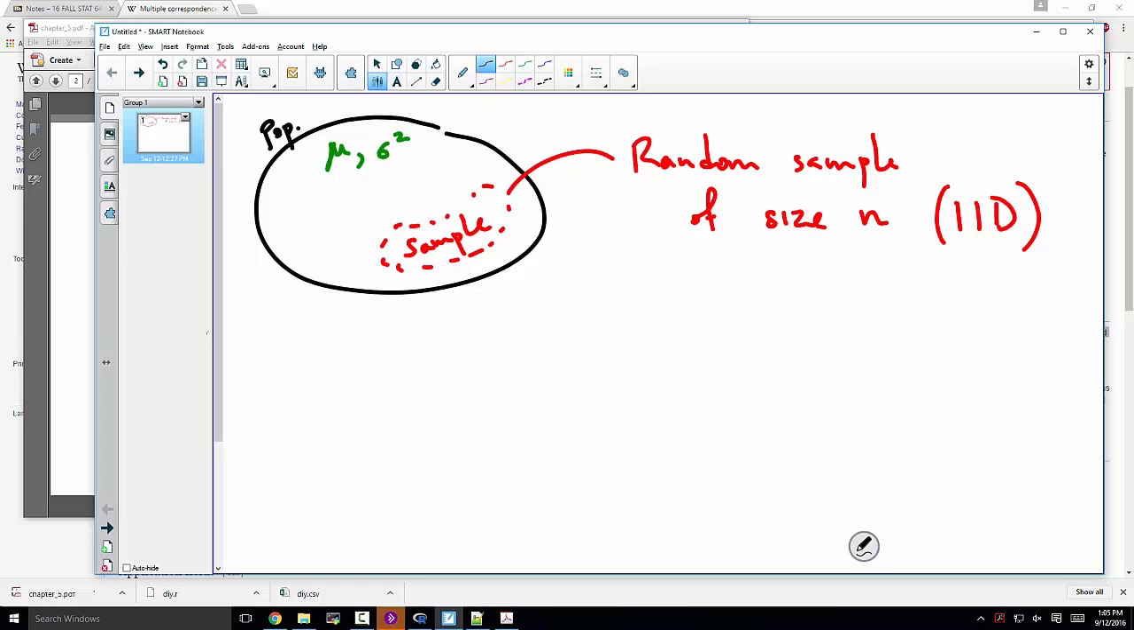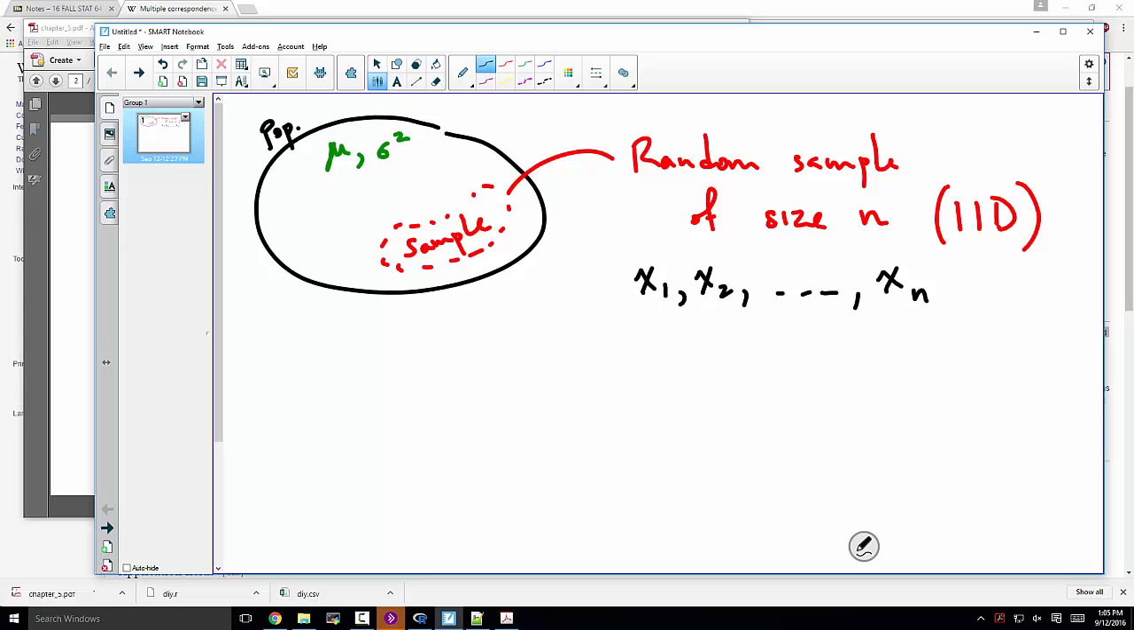So, things we could do on the basis of our sample. Let's say we have X1, BMI for woman 1 in our sample, X2, BMI for the second woman in our sample, XN. That's our data.